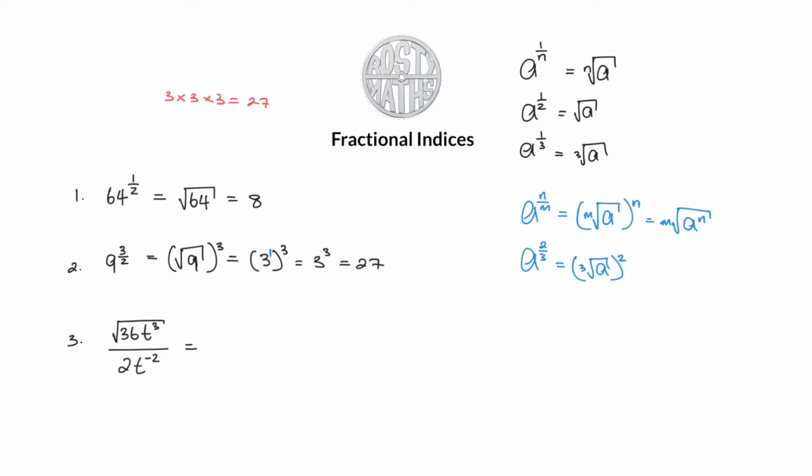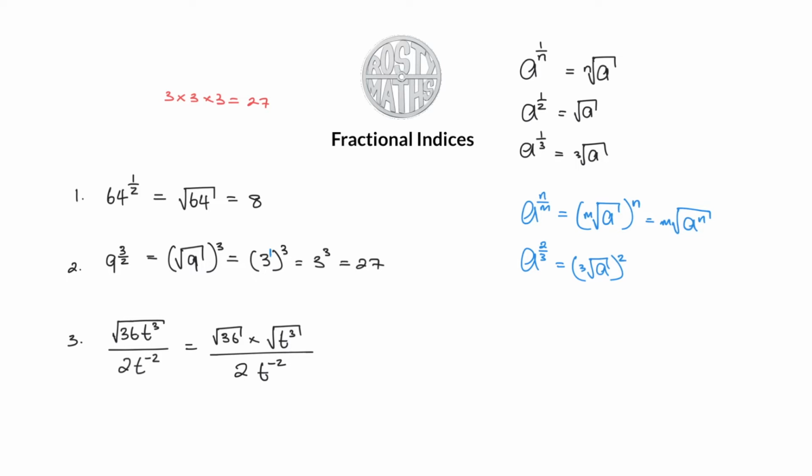So on this last question then, it looks complicated, but it really isn't. Let's split things up a little bit and use the knowledge we have got. And I hope I don't lose you doing this. So I'm going to split it up and I'm going to say it's the square root of 36 times the square root of t cubed divided by 2t to the power minus 2. So what I've done is I've split it up. So rather than have one massive square root with everything in it, you can split this up like that.